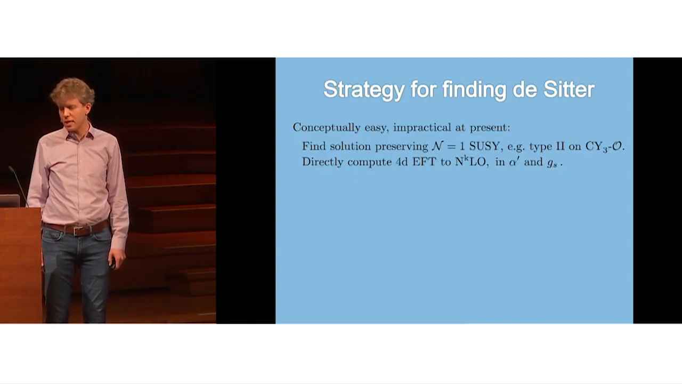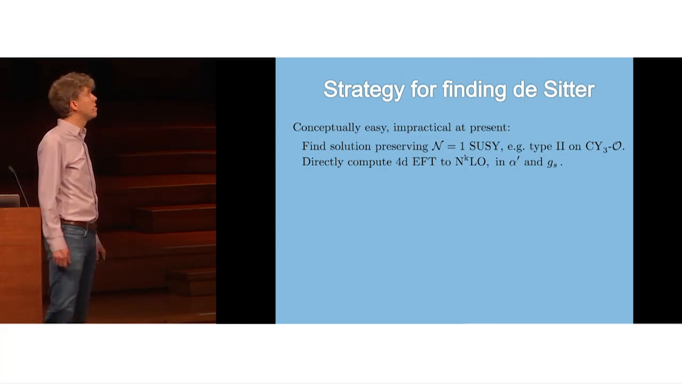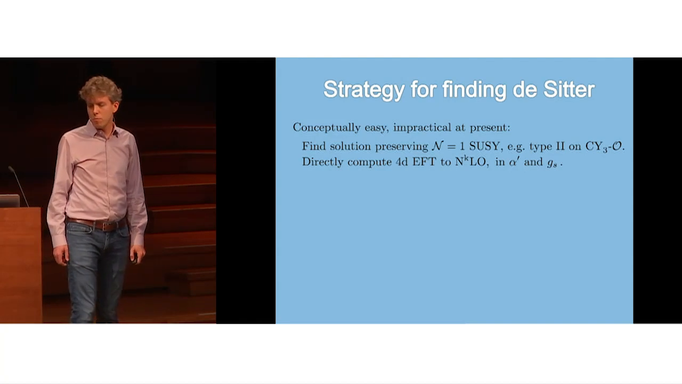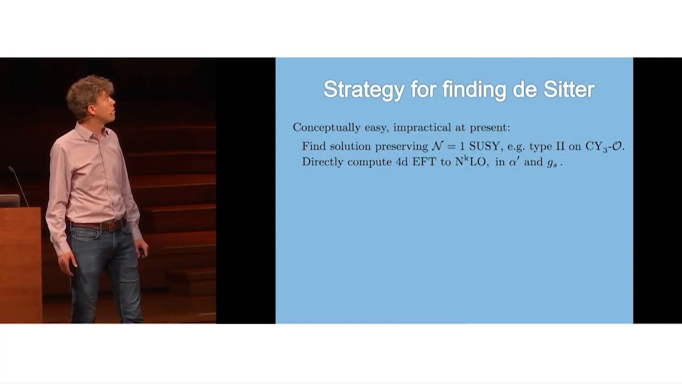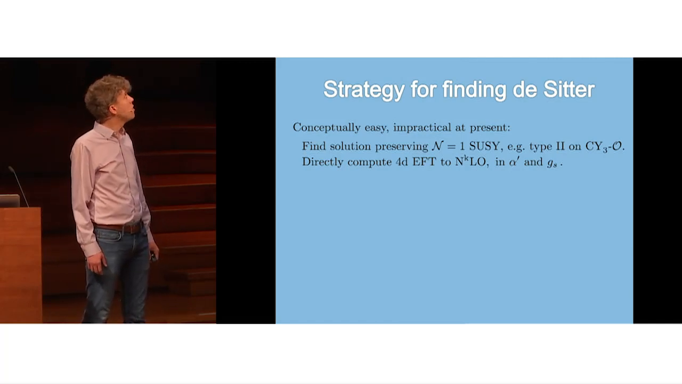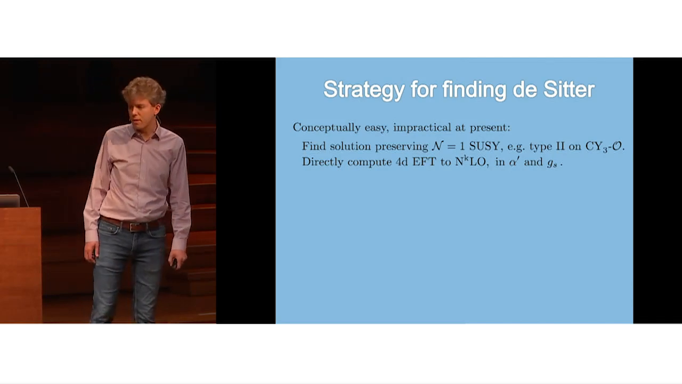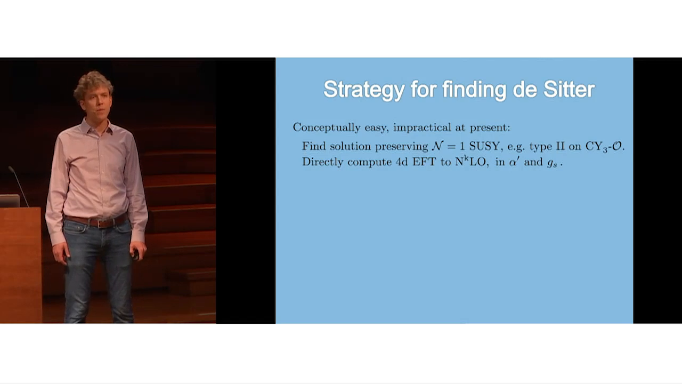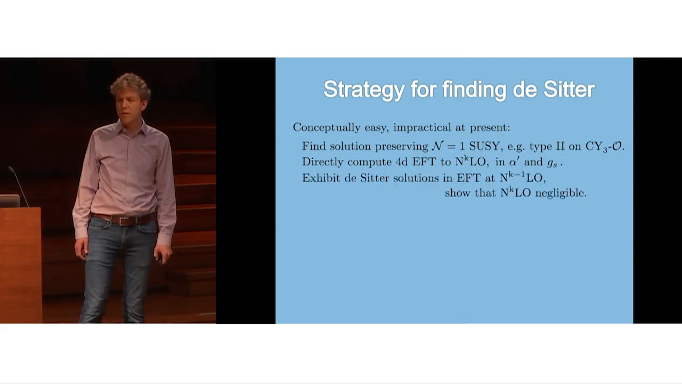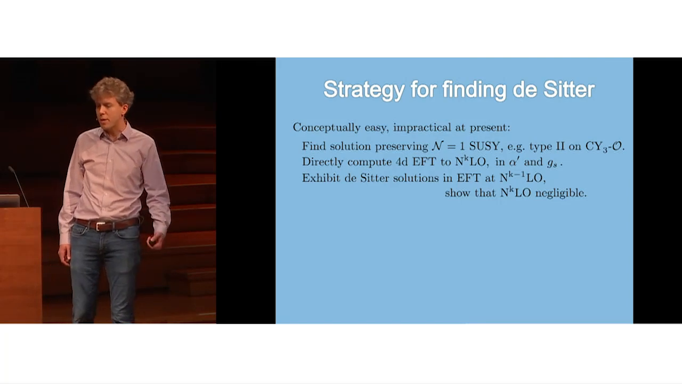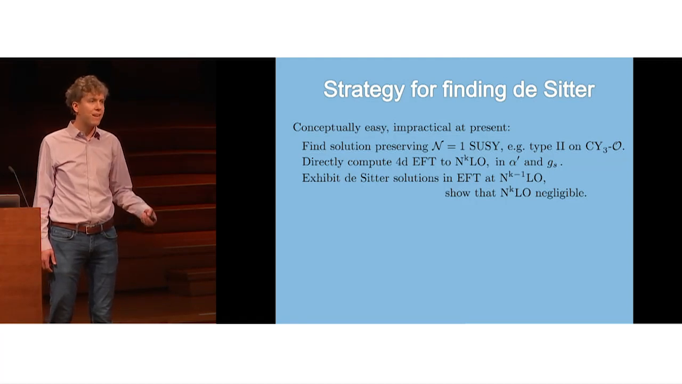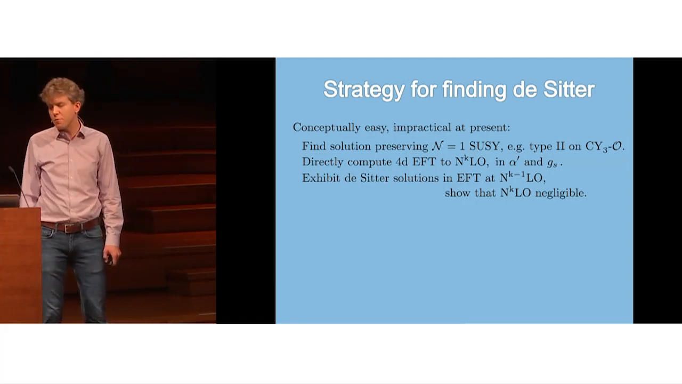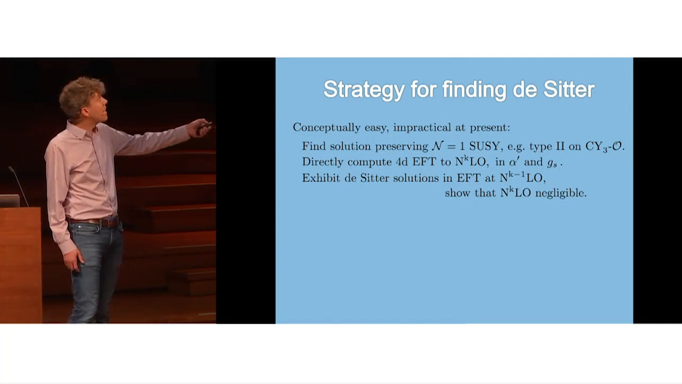Now, a conceptually easy approach that's simply not practical at present is the following. You could start with a solution that preserves N equals 1 supersymmetry in 4 dimensions, for example, type II on a Calabi-Yau orientifold. So that part is easy. And then you would try and directly compute the 4-dimensional effective theory to some high order in the alpha prime and g string expansions. You would then try to exhibit de Sitter solutions in the EFT, including only the penultimate terms in each expansion, and show directly that the last terms, the smallest ones that you were able to compute, are in fact strictly subleading. The reason we can't do that is just that we're not very good at computing completely and systematically all the terms in these expansions.